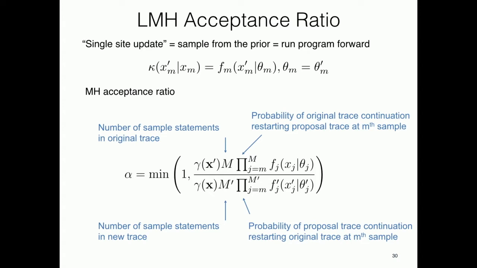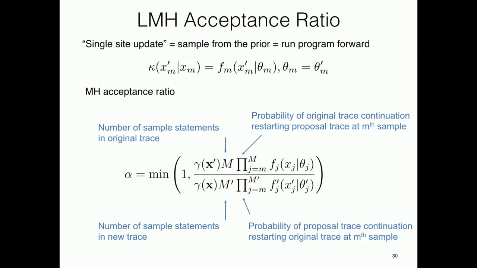So this is exactly what we wrote. This is the joint of the new trace. This is the joint of the old trace. This is the continuation, the probability of continuing the original program. And this is the probability of continuing the proposal program. This is a Metropolis-Hastings acceptance ratio. And all of these things are readily computable as side effects while computing the program.